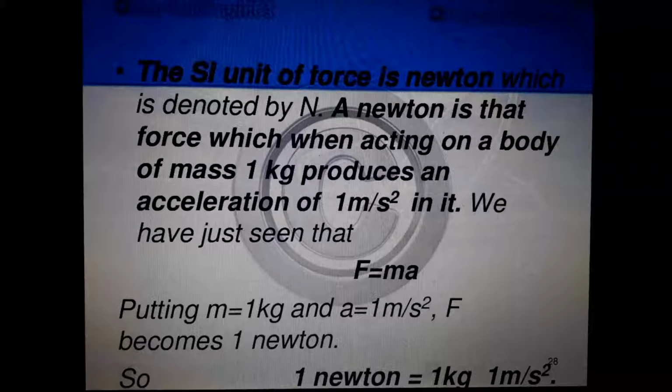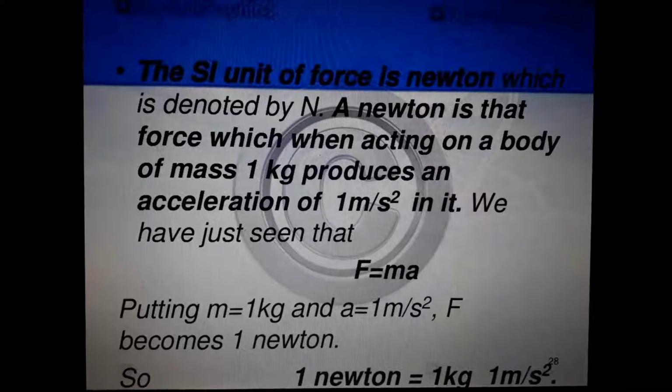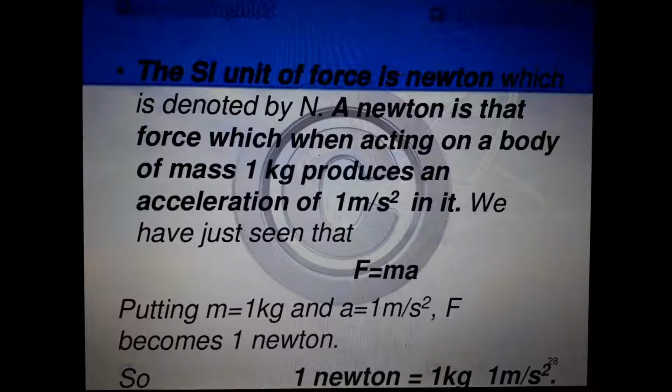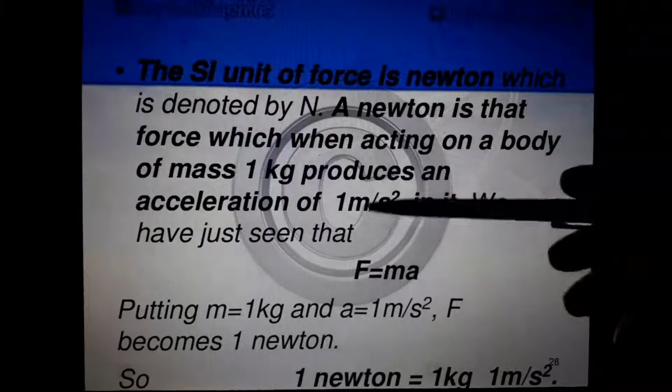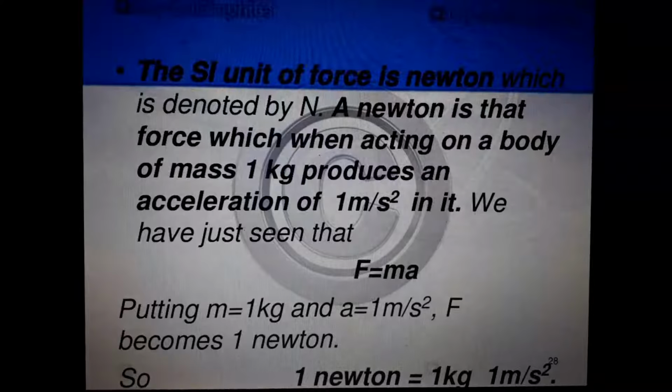A Newton is that force which, when acting on a body of mass 1 kg, produces an acceleration of 1 meter per second square. You have a body of 1 kilogram, and you are applying a particular amount of force so that the body moves with an acceleration of 1 meter per second square. The particular force which we exert to move a 1 kg body with 1 meter per second square acceleration is known as 1 Newton.